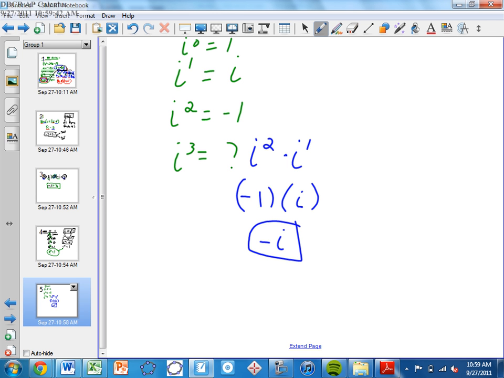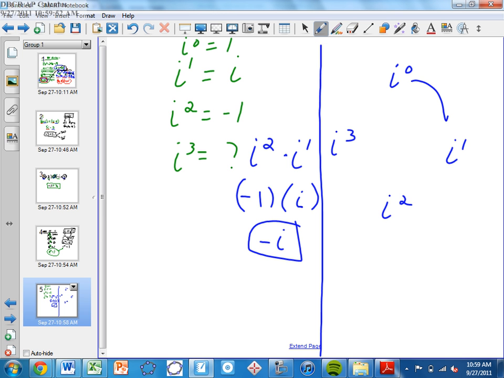So right now what we're going to do is the following. Make a little wheel. Start up here at i to the 0, i to the 1, i to the second, and i to the third. And draw yourself little arrows to show the rotation. Very crafty. This one here, i to the 0, we said this is just 1. This is just i. This is just -1. And now this we just said is -i.